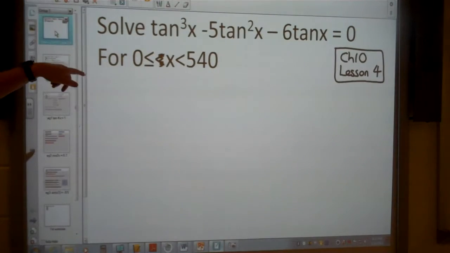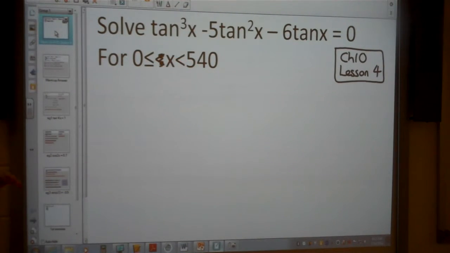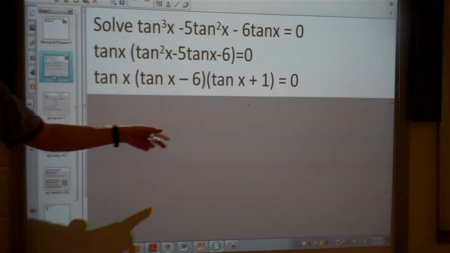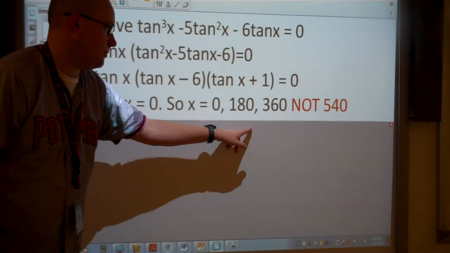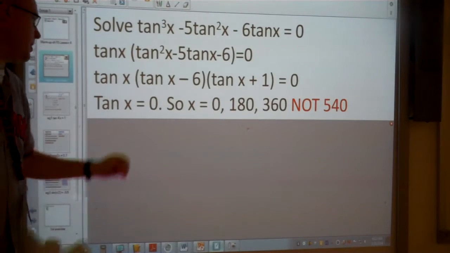And let me go back and see what we put for my limits here. Well, I said not to include 540. 540 would be a solution, but I said don't include it. So 0 and 360 should be good for this one. And notice I put on the end there, not 540. So you do have to check the inequalities very carefully.